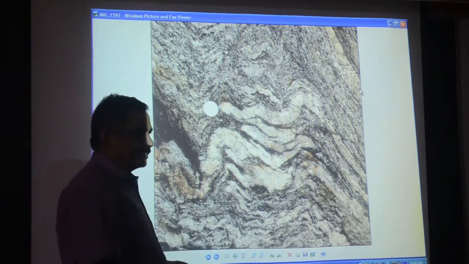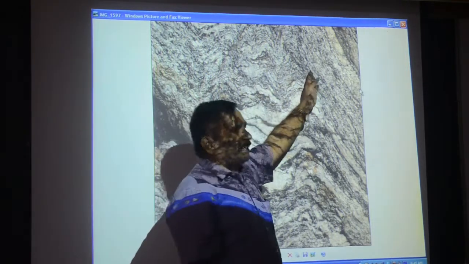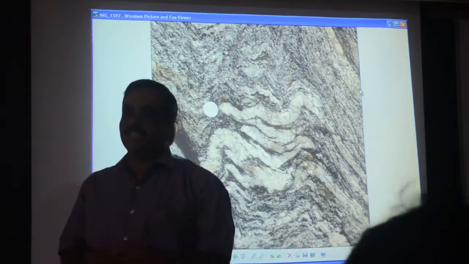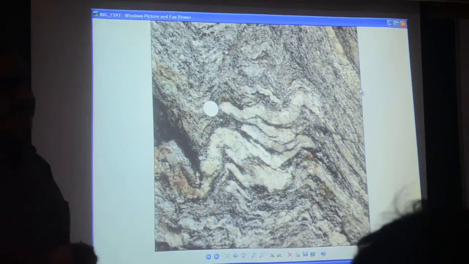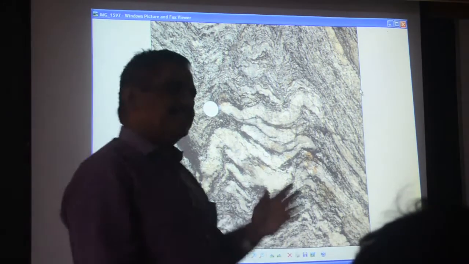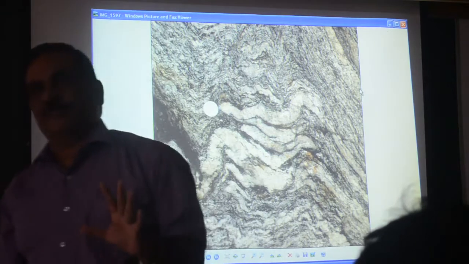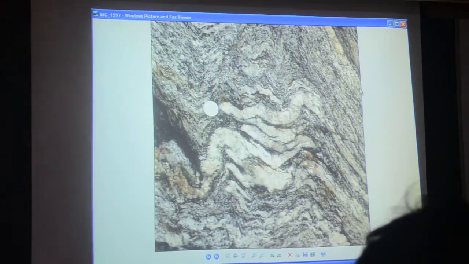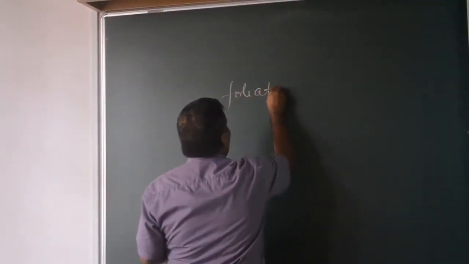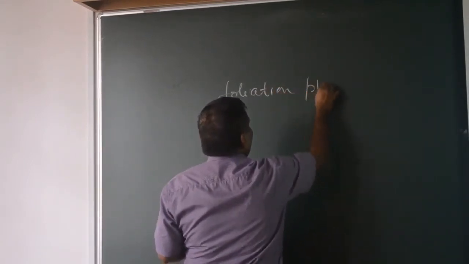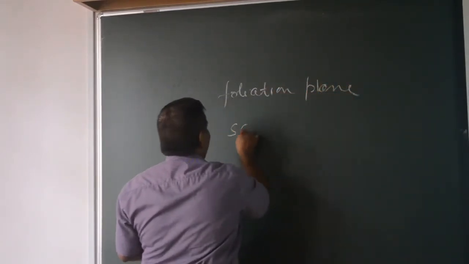Follow this point, what I am asking. The rock will break along the weakest plane. The weakest plane in a folded rock is the schistosity plane. Remember, this is the schistosity plane or the foliation plane. Foliation plane or the schistosity plane.